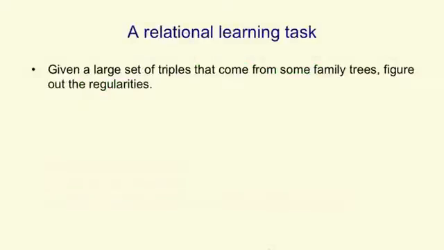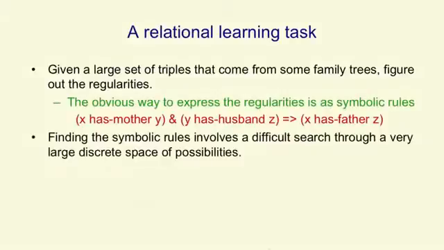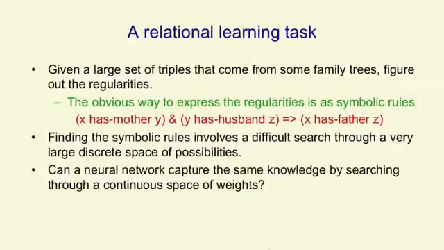So the relational learning task, that is, the task of learning the information in those family trees, can be viewed as figuring out the regularities in a large set of triples that express the information in those trees. Now, the obvious way to express the regularities is as symbolic rules. For example, X has mother Y and Y has husband Z implies X has father Z. We could search for such rules, but this would involve a search through quite a large, combinatorially large space of discrete possibilities. A very different way to try and capture the same information is to use a neural network that searches through a continuous space of real valued weights.